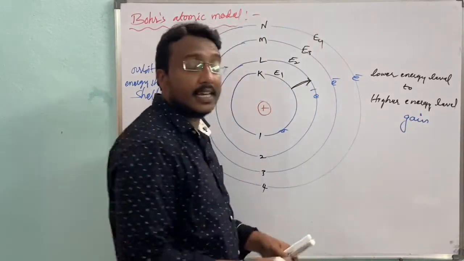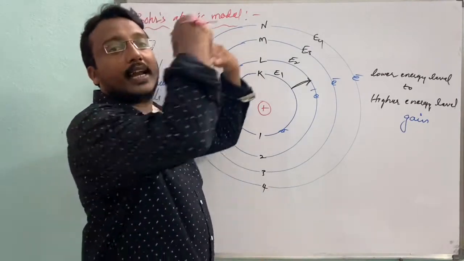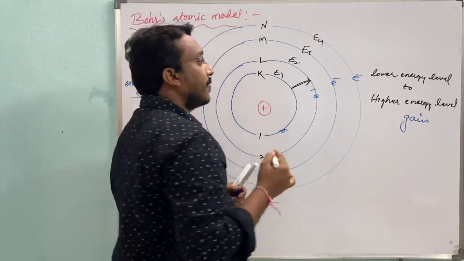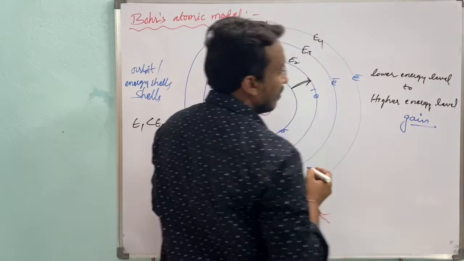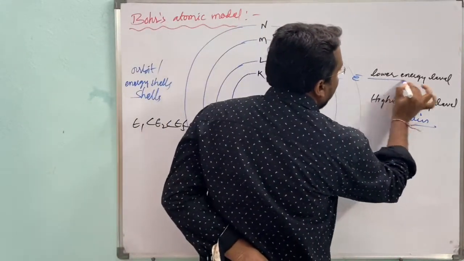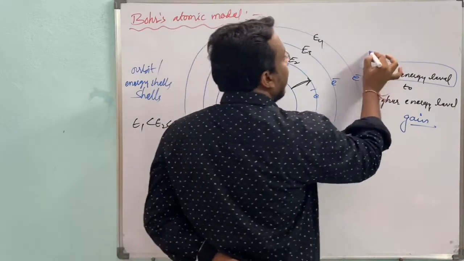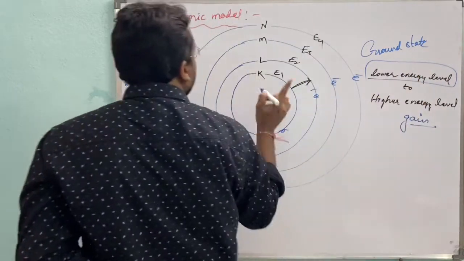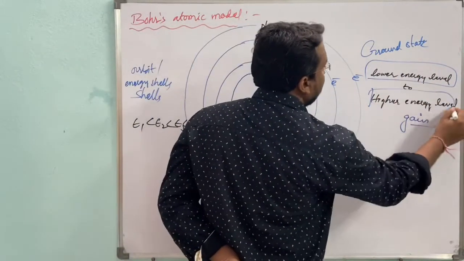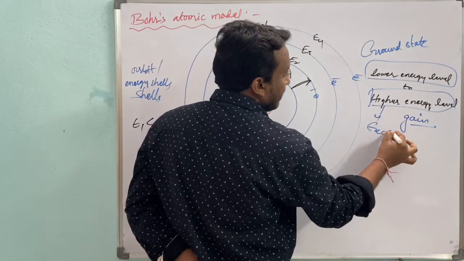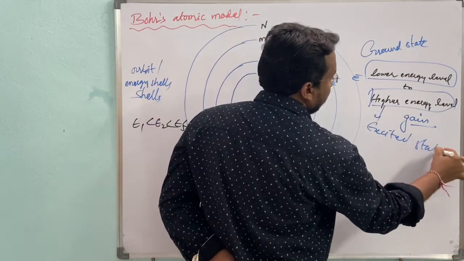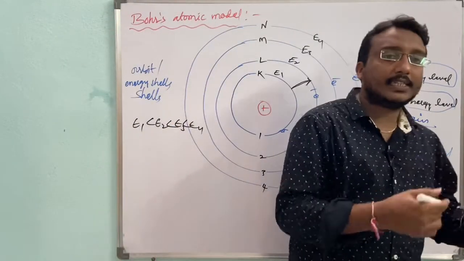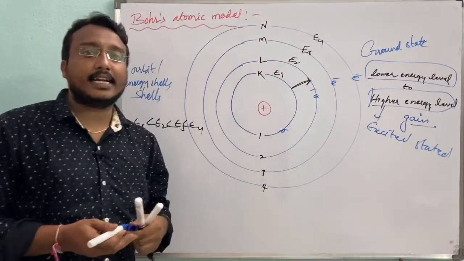By gaining energy, it can jump from lower energy to higher energy. Here the lower energy level is called the ground state, and the higher energy level is called the excited state. He mentioned the lower energy as the ground state, and the higher energy as the excited state.